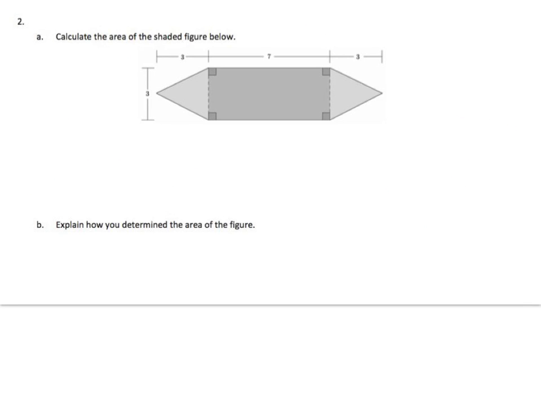Calculate the area of the shaded figure below. What kind of figure do I have here? I have a triangle, a rectangle, and another triangle. Well, the area of the triangle is 1/2. The base looks to be 3. And the height looks to be 3. 3 times 3 is 9. Half of that is 4.5. I have 2 of those.